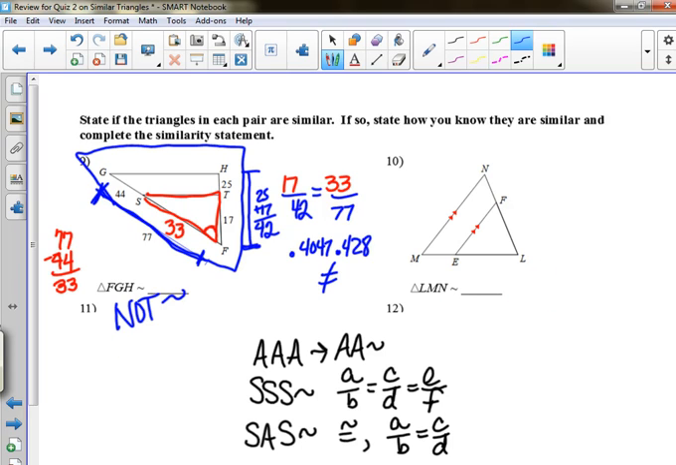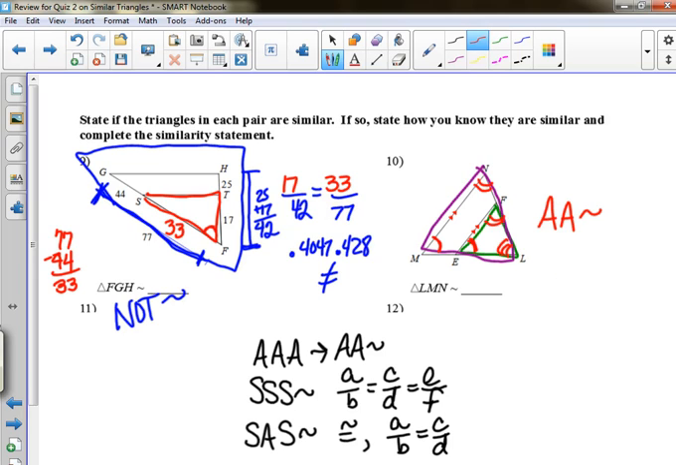Number 10 is asking you to look at the little green triangle here and the big purple triangle here. You don't have anything given except these red marks that indicate parallel lines. If we have parallel lines, we have corresponding angles here, we have corresponding angles here, and both triangles have angle L, so we have all three angles congruent. We can write angle, angle similarity.